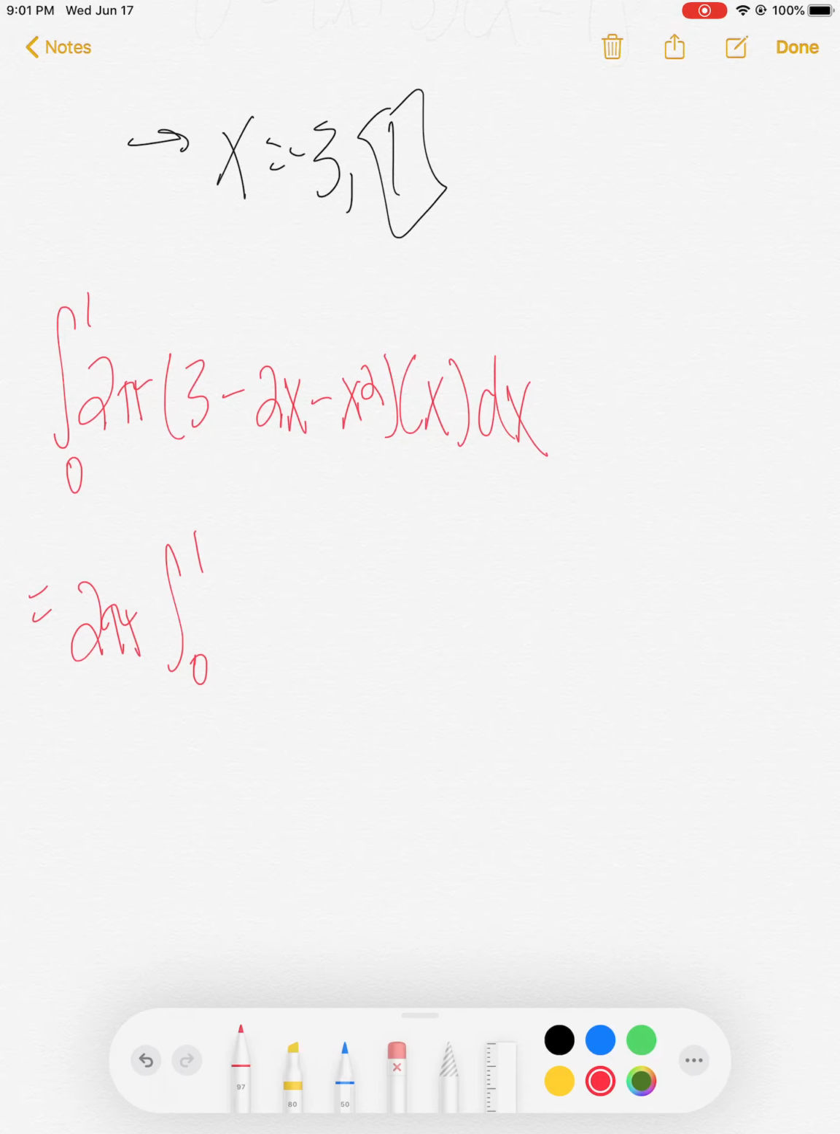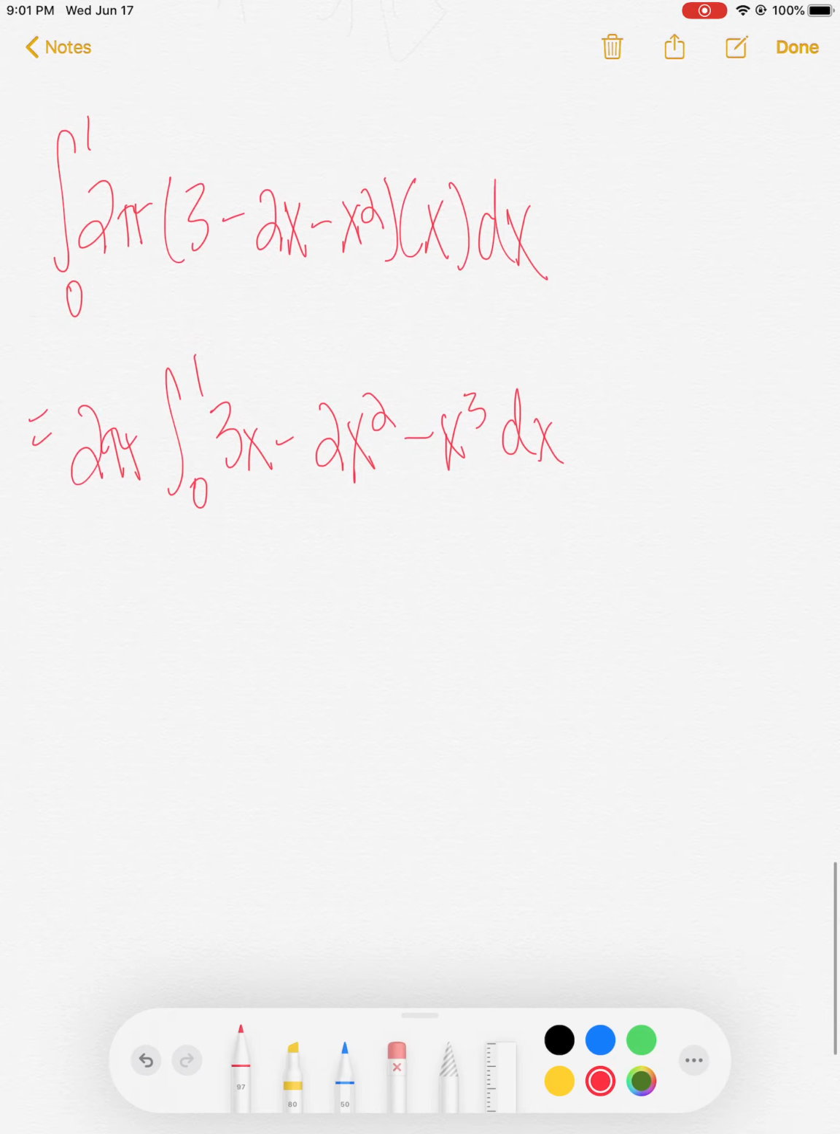Okay. And why don't we go ahead and work this out? 2 pi integral from 0 to 1, 3x minus 2x squared minus x cubed dx. And I think that I will leave it to you to finish from here. This is a very nice and straightforward integral, right? Just a little bit of power rule here. Raise the exponent by 1, divide by a new exponent, and then plug in your bounds. So I will leave it to you to finish from there.